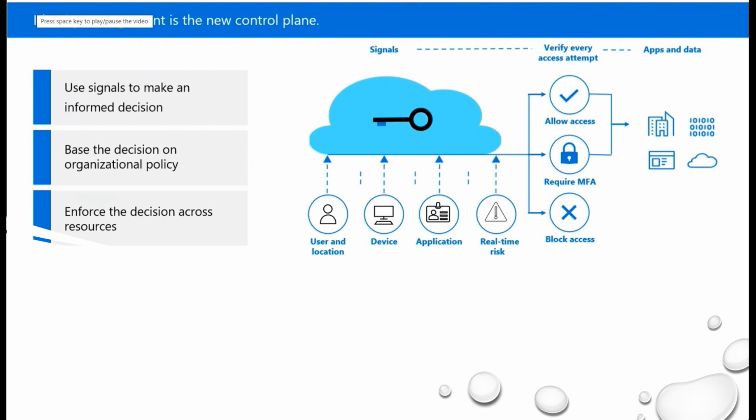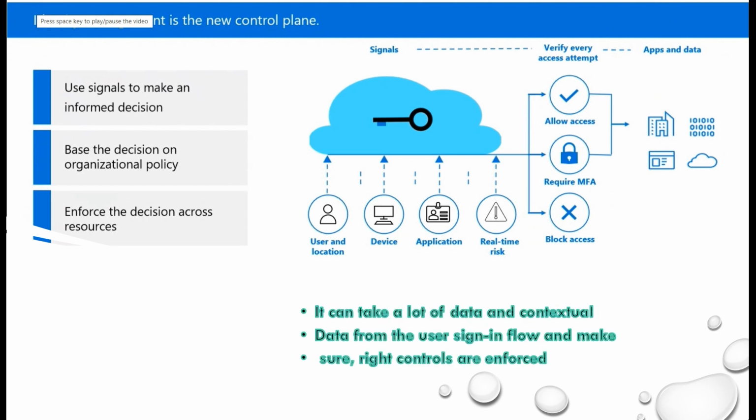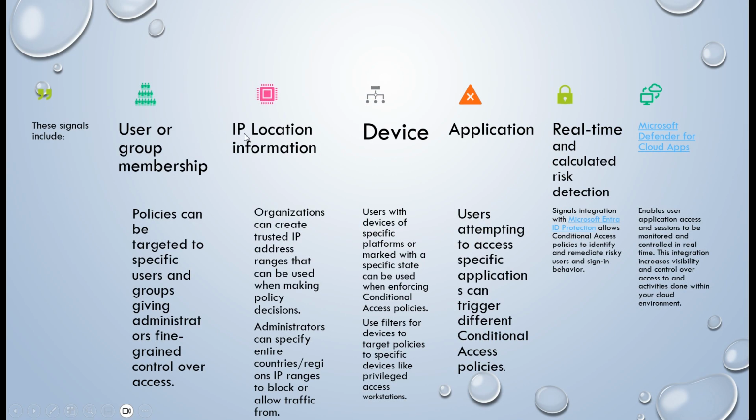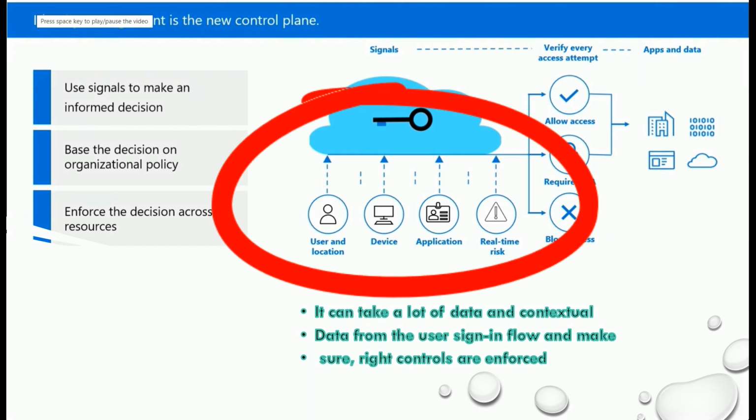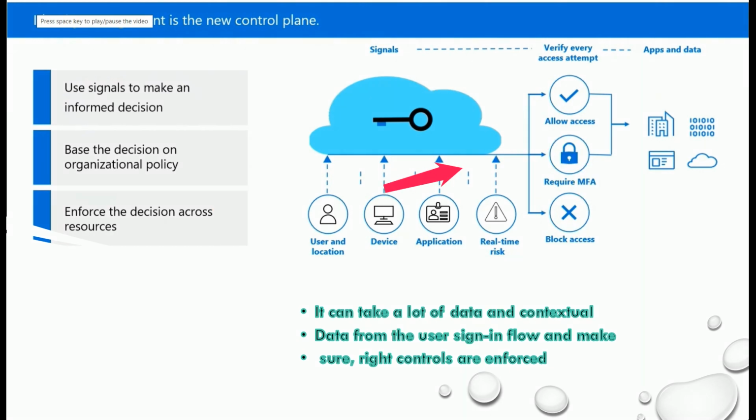How conditional access works, we are going to check out. It uses signals to make informed decisions. So what are the signals? Signals are user and group membership, IP location, device, application, real-time and calculated risk detection. It collects all those signals: who is accessing, from where, which device, what type of application, and the real-time risk. It brings all these signals together and makes an informed decision.